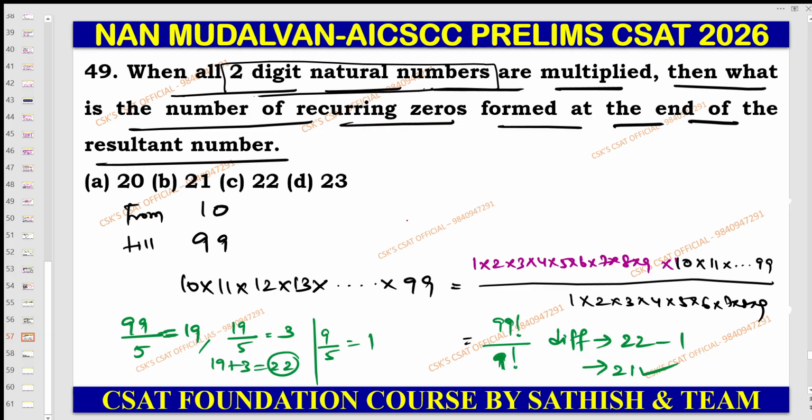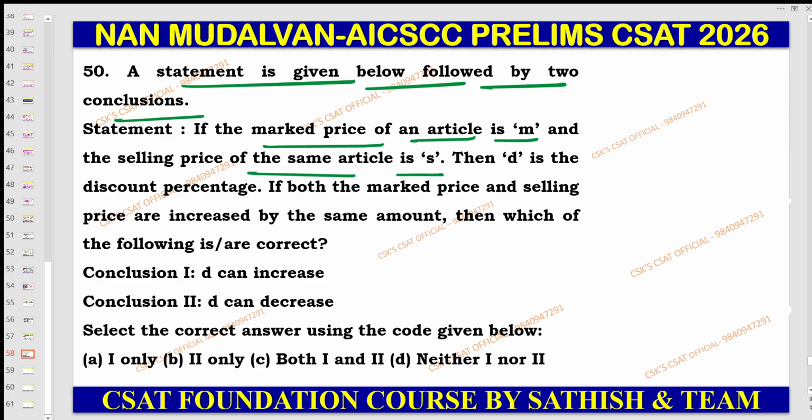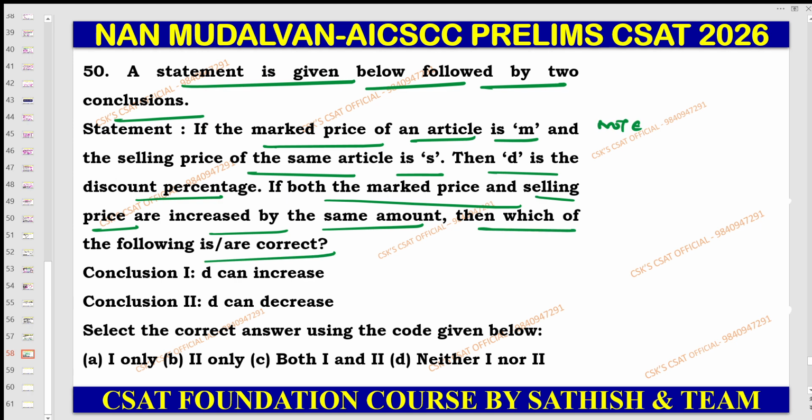Okay, fine. Let's move on to the next question, the last question. A statement is given followed by two conclusions. Remember, if the marked price of an article is M, the selling price of the article is X, and D is the discount percentage, if both the marked price and selling price are increased by the same amount, then which of the following is correct? One simple note you please take.